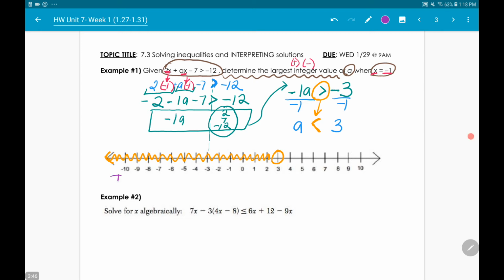So let's answer it. The largest integer of a when x equals negative 1 is, well, let's see. It can't be 3, because at 3 there's an open circle, so 3 is not in the solution. The next number in the solution is right here. It's 2. So the largest integer of a when x equals negative 1 is 2.